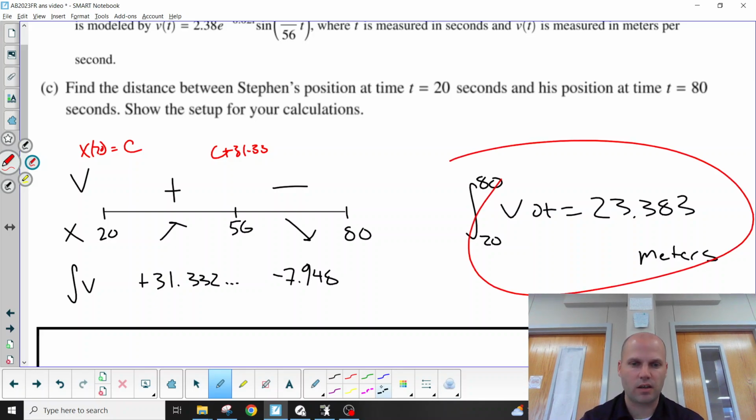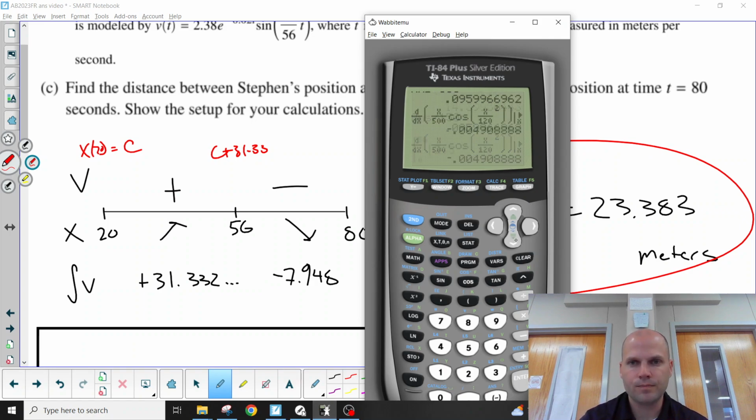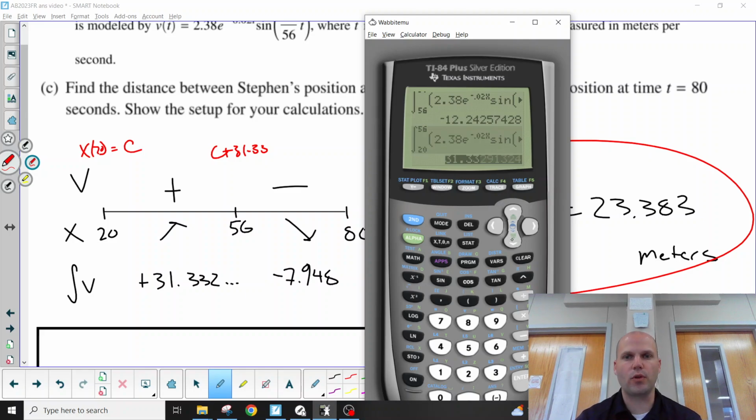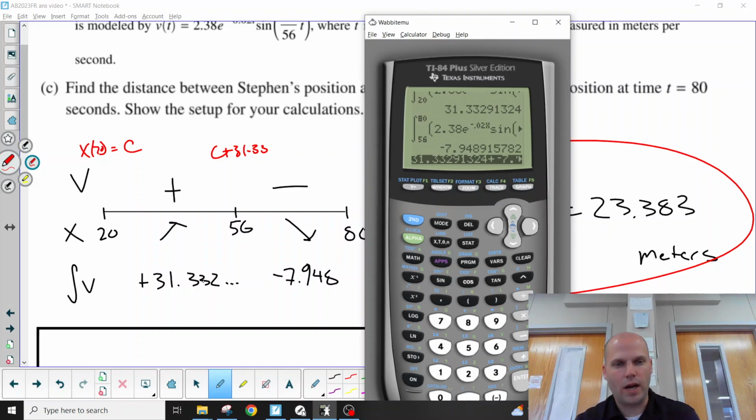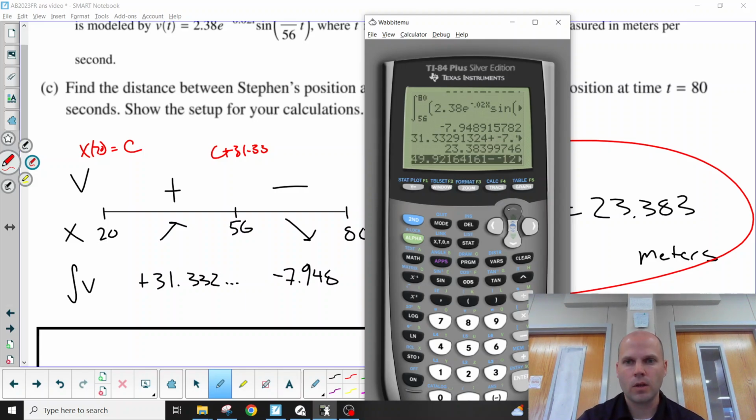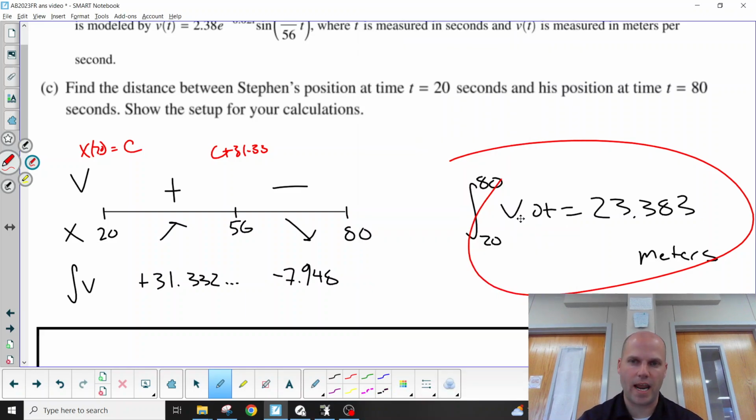Either plugging this into your calculator, the 20 to 80. This is me doing the displacements. Either 20 to 80 or splitting it up into 20 to 56, which is that 31.332, and the 56 to 80, adding those two numbers together, right this much, left that much, or getting this number by plugging in 20 to 80 of V. I think that's worth probably 2 points, one for using an integral and one for finding the value. So we're at 246.